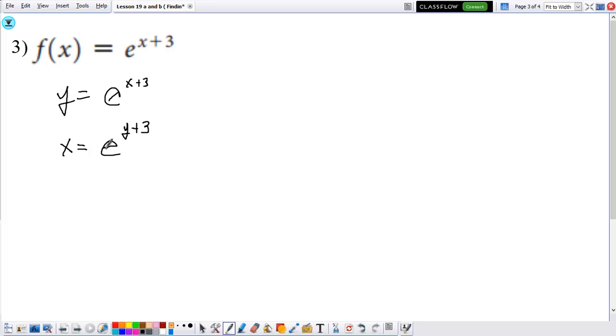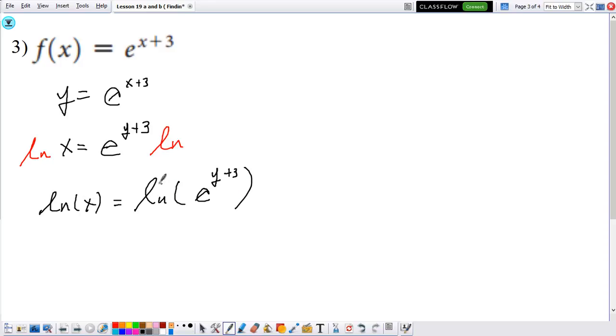Now notice here that we have the Euler number, e. It is true that you want to solve for the variable which is in your exponent. But every time you have an e, we don't take the log, we take the natural log, which can be written as ln. So instead of taking the log of both sides, we take the natural log of both sides. So now what we have here is ln x equals ln e^(y+3).